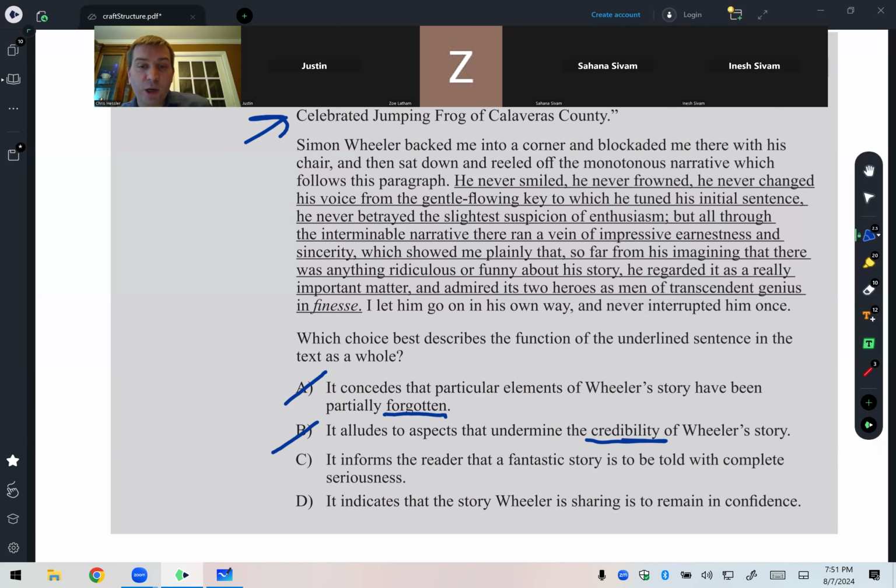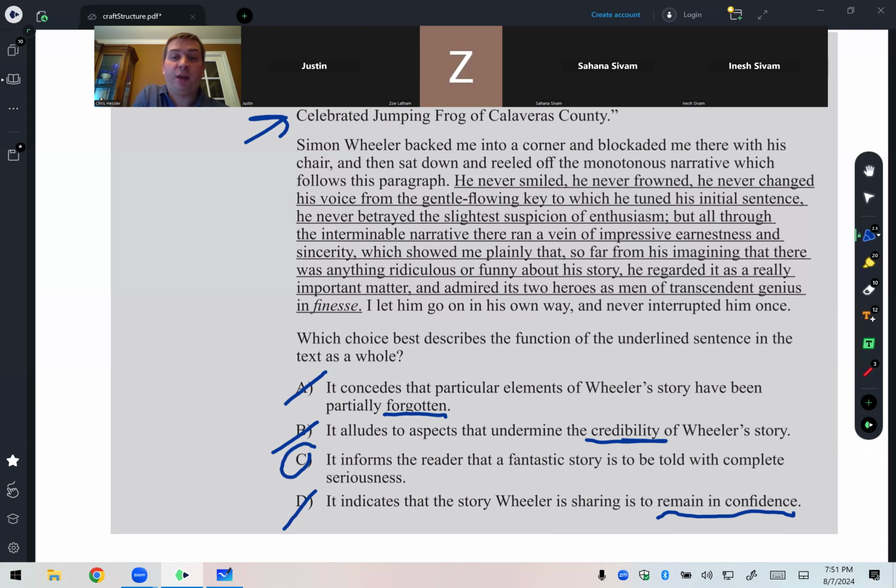Is there anything in this statement about Wheeler that indicates that what he is sharing is to remain in confidence? Is this a secret? There's nothing in that underlined portion that reveals that the story is to be kept in confidence. The correct answer would be C.